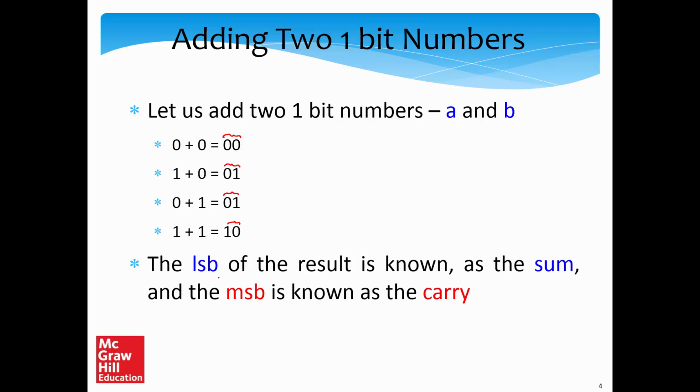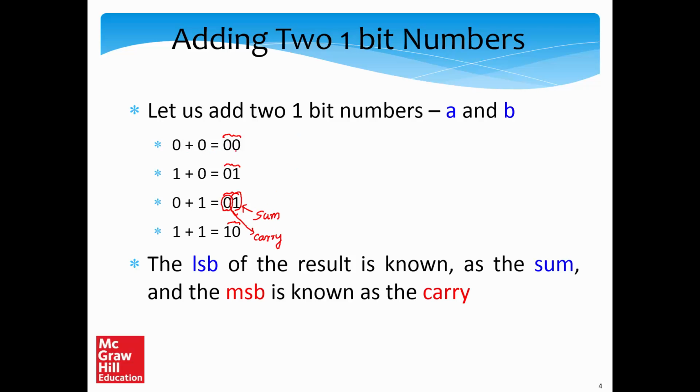So it's a 2-bit result, right? The least significant bit of the result is known as the sum, and the most significant bit is known as the carry. So we shall see why.